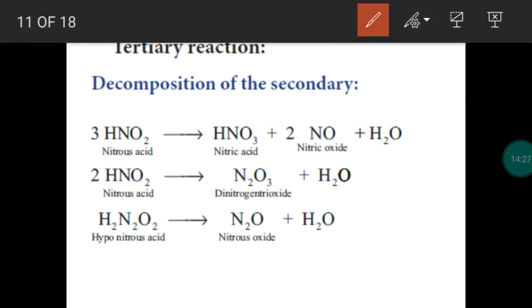The formed secondary product may decompose. For example, nitrous acid can be decomposed to produce dinitrogen trioxide, or the secondary product hyponitrous acid can be decomposed to produce nitrous oxide. So this is the first possibility. The formed secondary product in the secondary reaction can undergo decomposition to give the final product. So this is called a tertiary reaction.